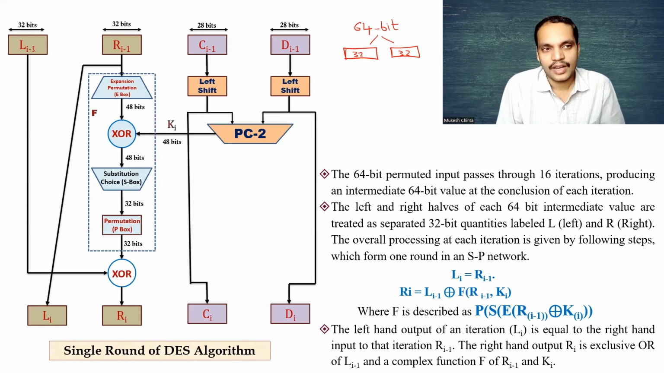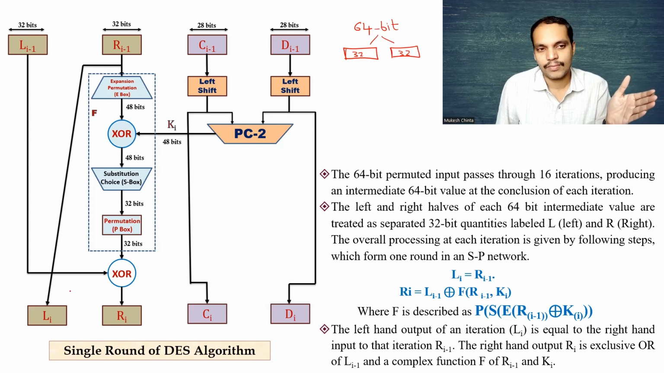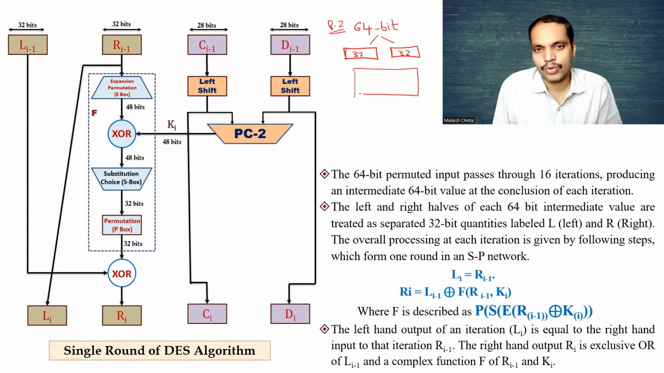You can see that the left side of your plain text is kept as it is, and it is only used towards the end. If you want to understand this, let me assume that this is round 2. After all the processing in round 2, you go to round 3. So how do you write what is happening in round 2? You can say that after round 2, L3 is R2.